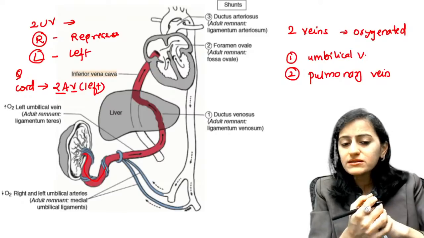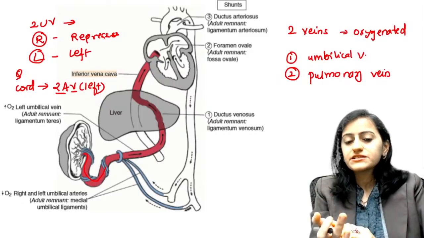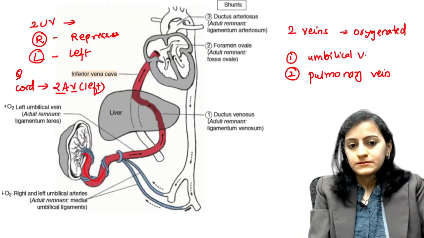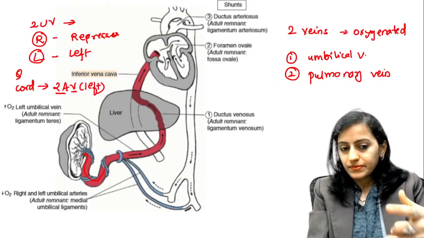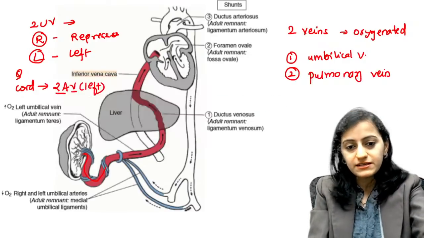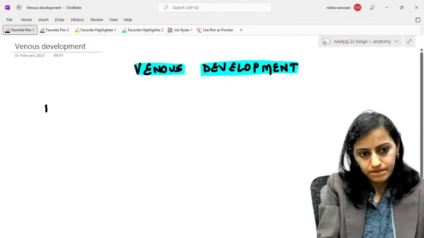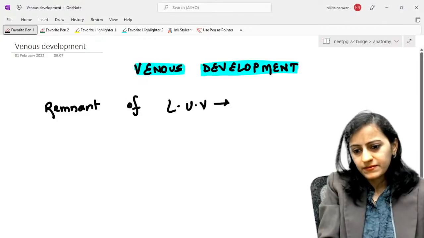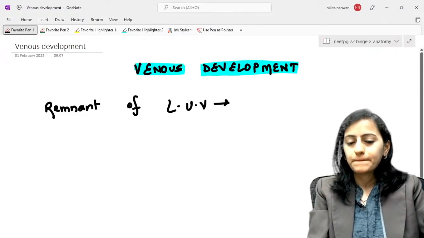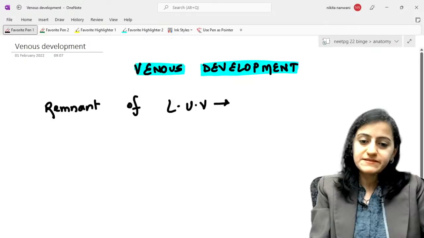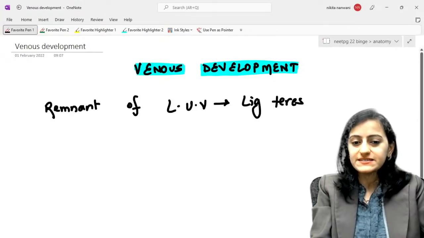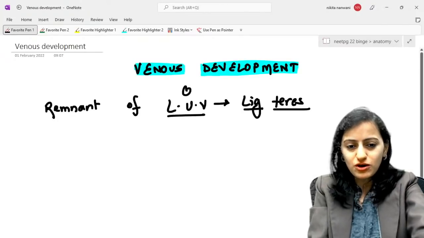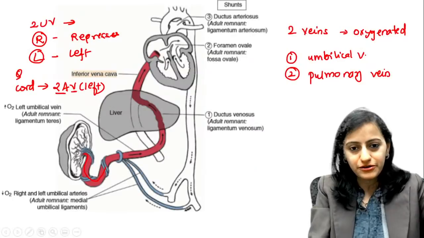And what does it form in the adult? What is the remnant of the left umbilical vein? Absolutely right. It is ligamentum teres. That is the round ligament of the liver. Okay, so very important question. All these are the important questions that can come in your exam.